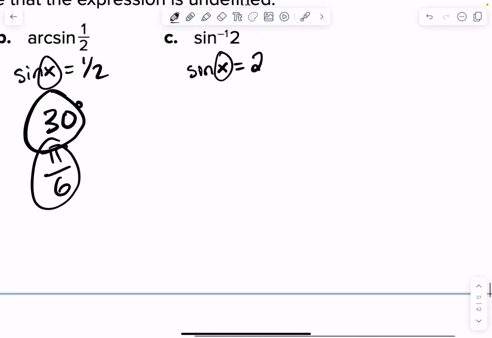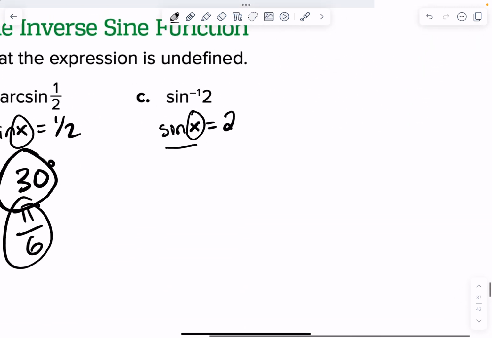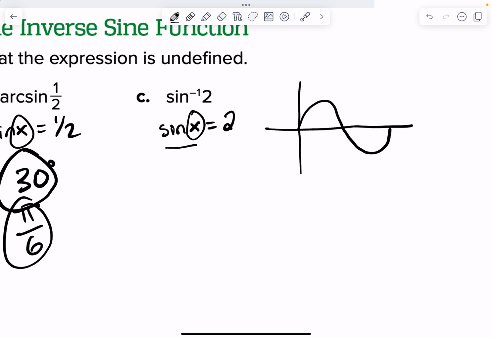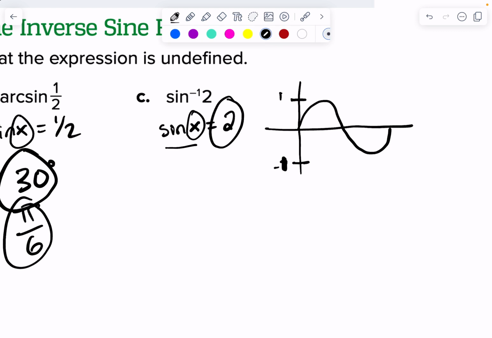Okay, let's think about this also. If I were to graph sine, it looks like this. So I want to know where the y-coordinate goes to -1. Where is the y-coordinate touching 2? Well, the highest sine goes is 1, and the lowest it goes is -1.